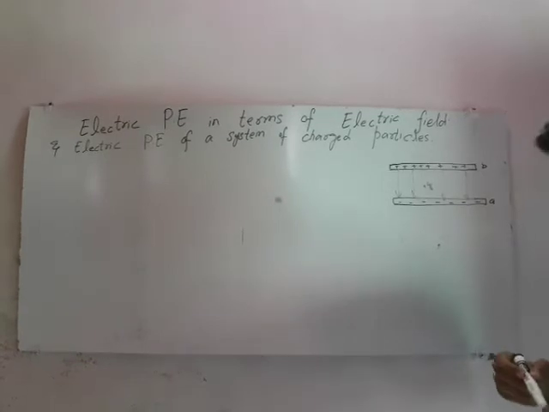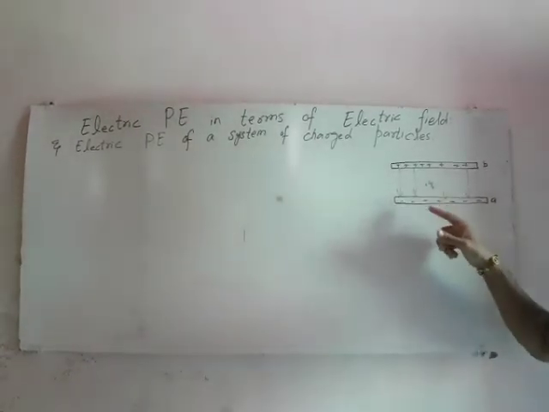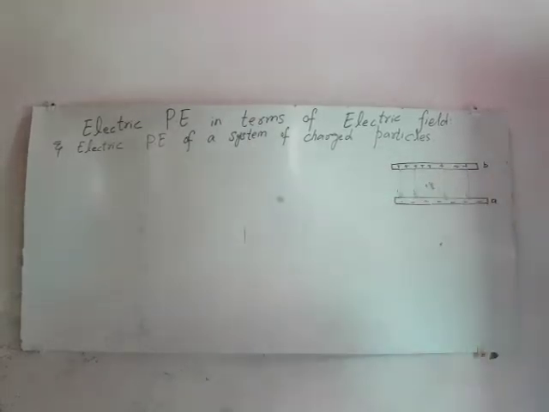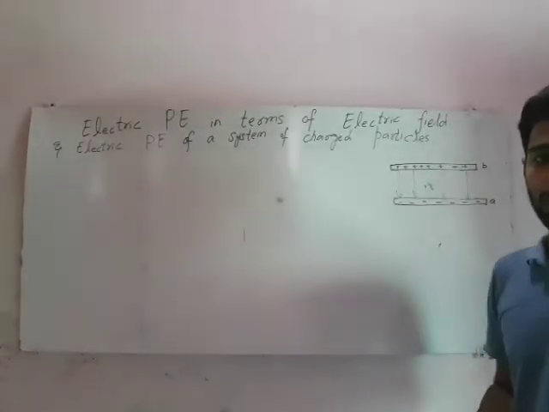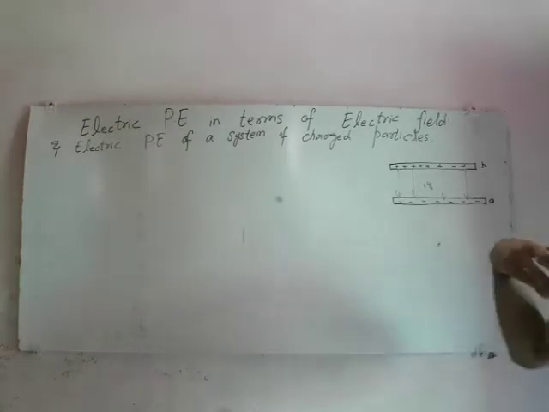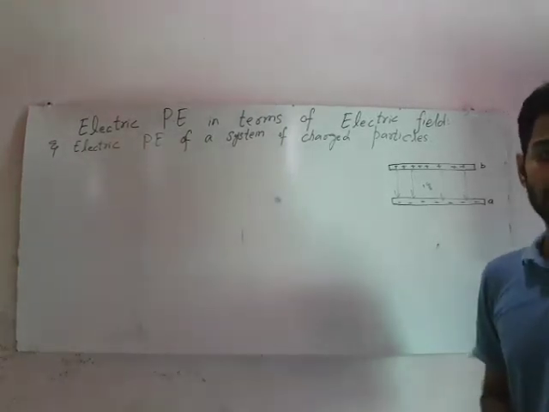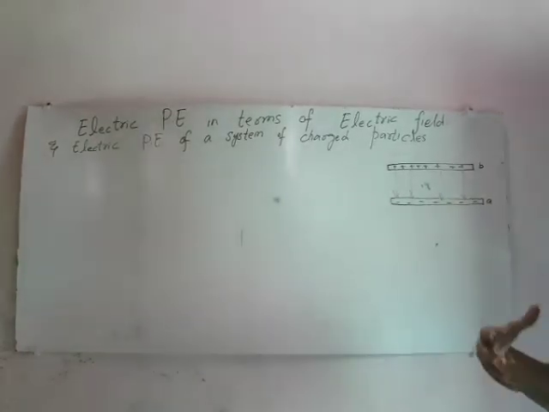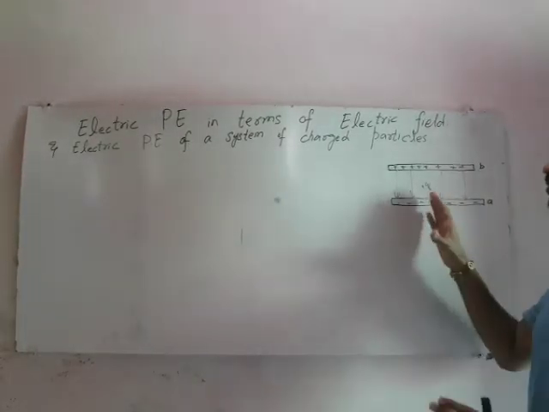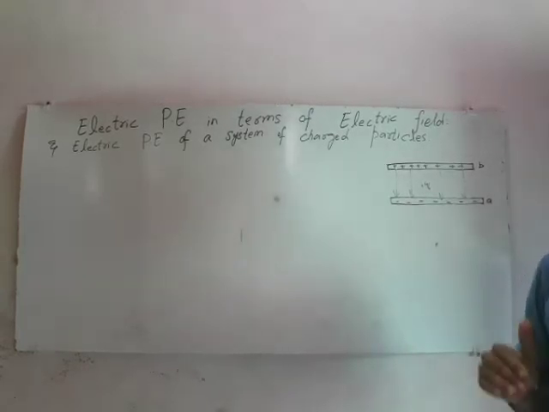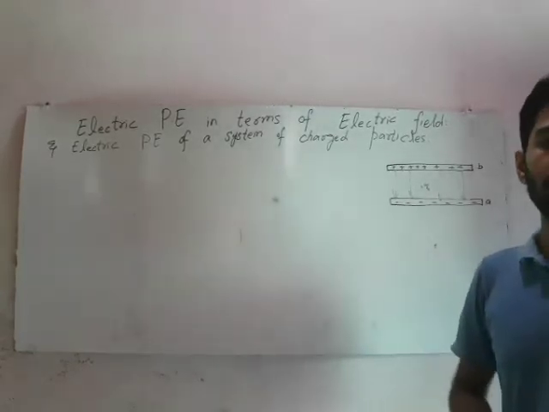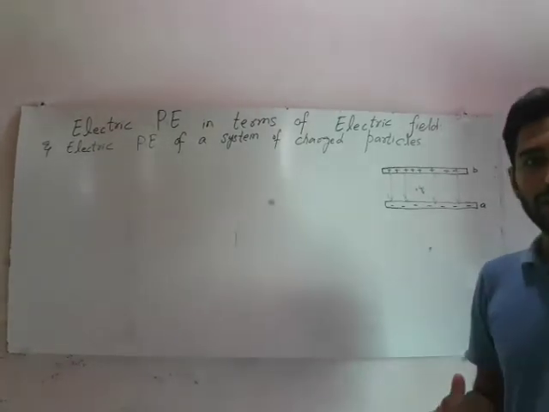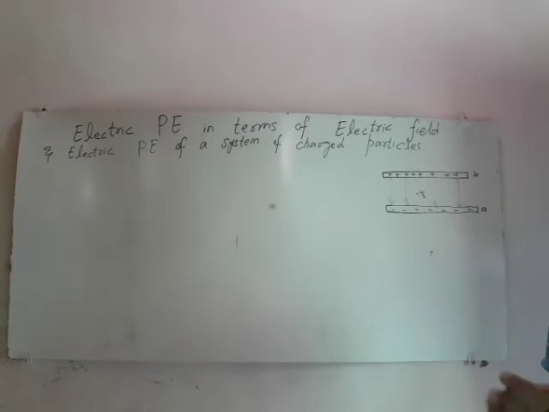On the other hand, if you want to move this charge from A to B, from the negative plate towards the positive plate, you have to do work because you are going against the direction of the electric field. This amount of work, which you will do to move this positive charge from the negative plate towards the positive plate, will be stored in the form of energy, which is called electric potential energy.